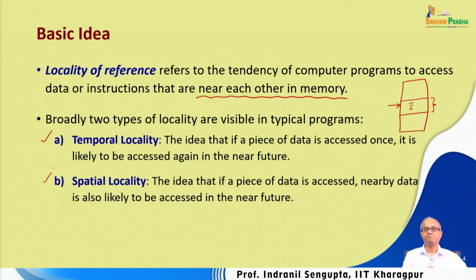The second one is spatial locality. Spatial means space: if I access memory location X, then X plus 1, X plus 2, X plus 3, the nearby memory locations, are also likely to be accessed in the near future. These are the two kinds of locality we can define, but let us understand why temporal and spatial locality occur. Let us try to justify this.